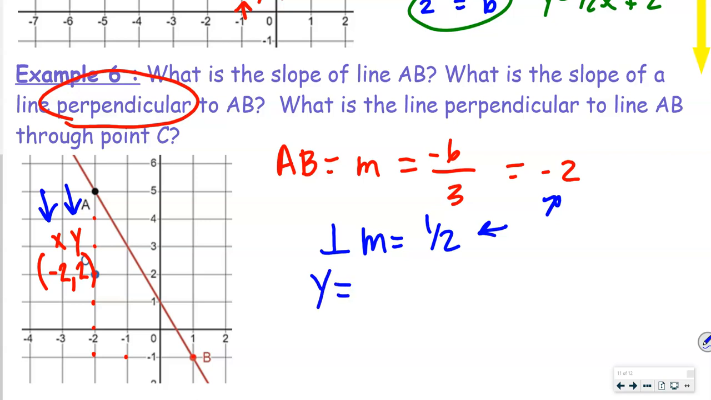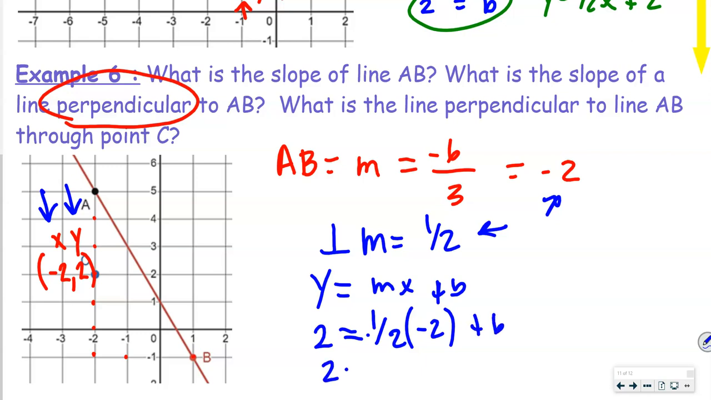So again, we're going to use the equation y equals mx plus b. So we're going to go 2 equals 1/2 times our x, -2, plus our b. So that's going to be 2 is equal, what's the half of -2? That's -1 plus b. And we're going to have to add 1 to both sides this time, right? Plus 1 plus 1. So that makes our b equal to 3.